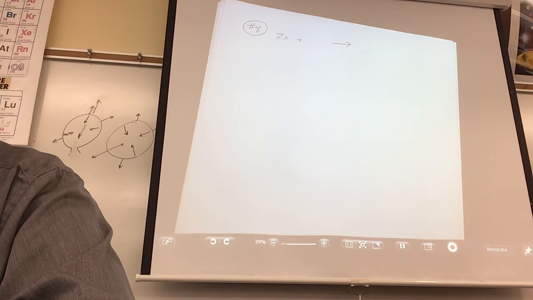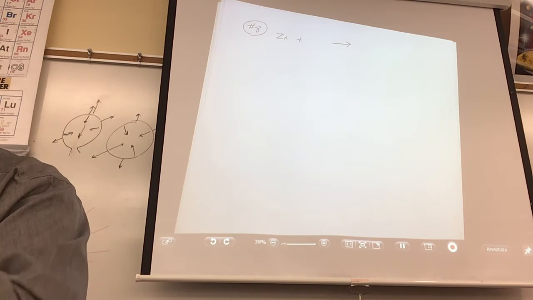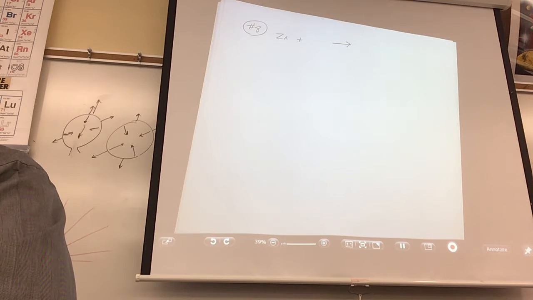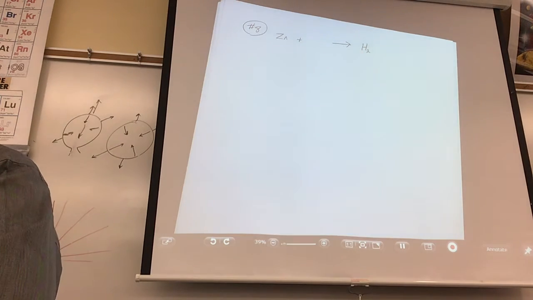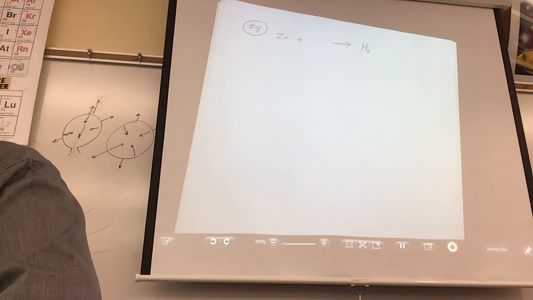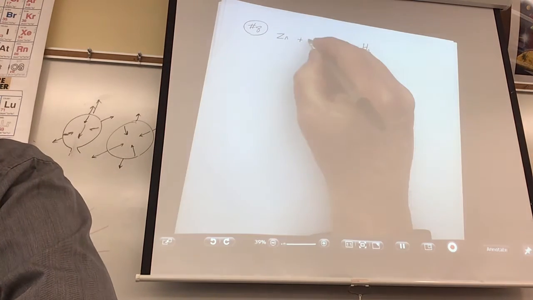What does that mean? Hydrogen gas will be produced. What side of the arrow are you going to put it on if it's produced? To the right. So we know that hydrogen gas, now why did I write H2? It's a diatomic element, isn't it? Okay.